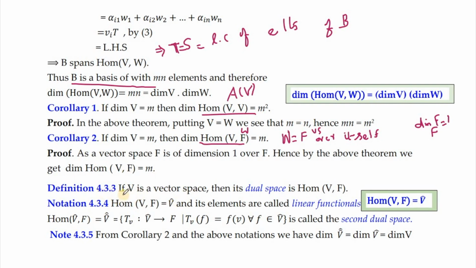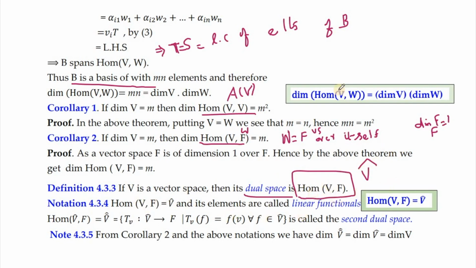Next we have the definition of the dual space. Now Hom(V,F) is also a vector space, because whenever W is a vector space, Hom(V,W) is a vector space. In the place of W, if I replace it by F, then I get Hom(V,F). This Hom(V,F) is called the dual space. There is a name given to this. If you have some other vector space W, no name is given. But when you have it as F, then Hom(V,F) is named the dual space, and it is denoted by V cap. This is the notation.